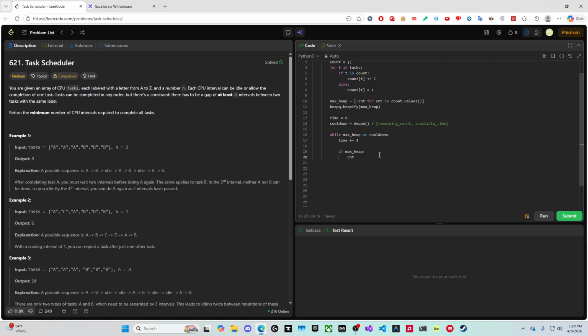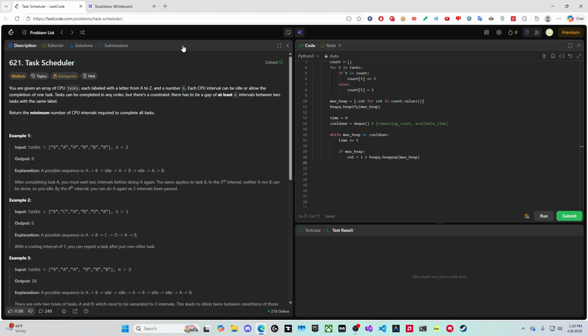So we're looking at our max heap right now. We're gonna decrement the count of our most frequent task, right? And remember, after we do that, we need to insert it into the queue, right? So we're gonna say count is equal to 1 plus heapq.heappop(max heap).